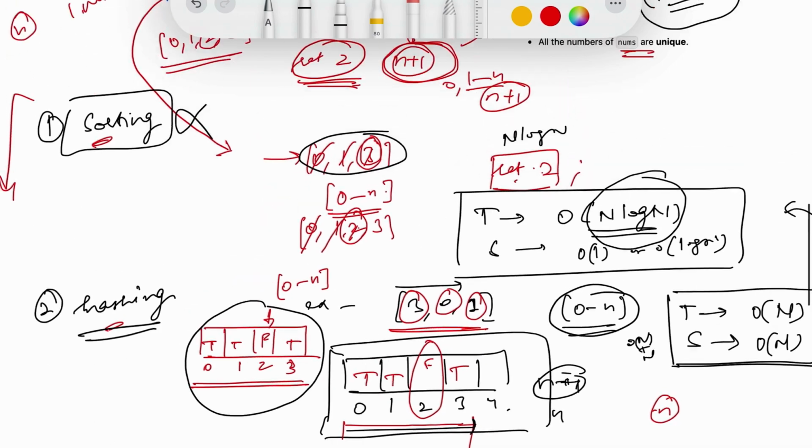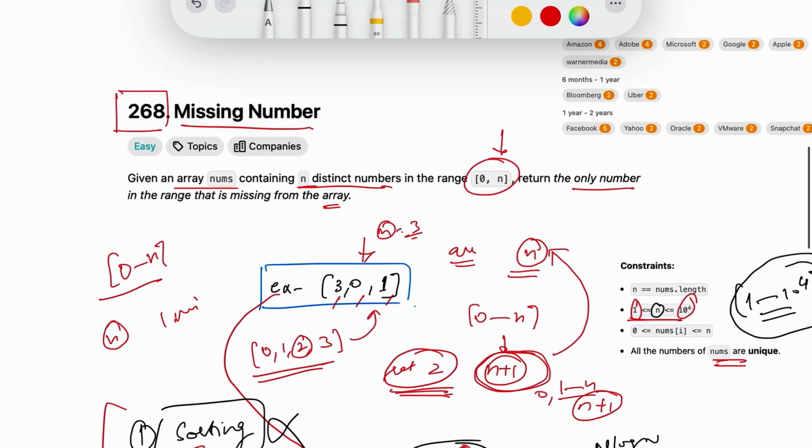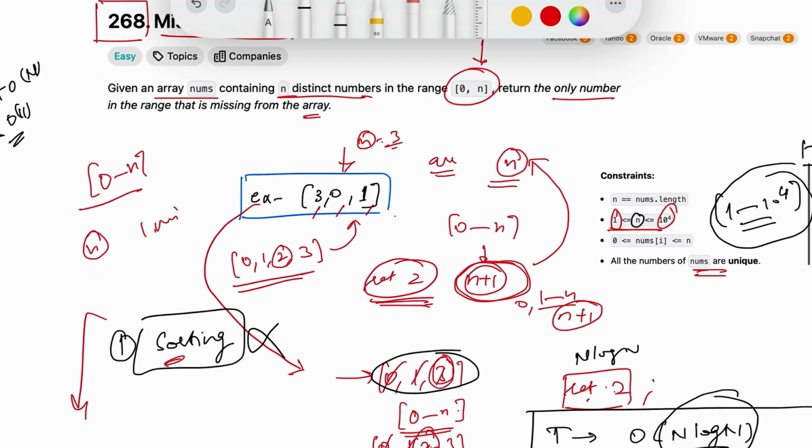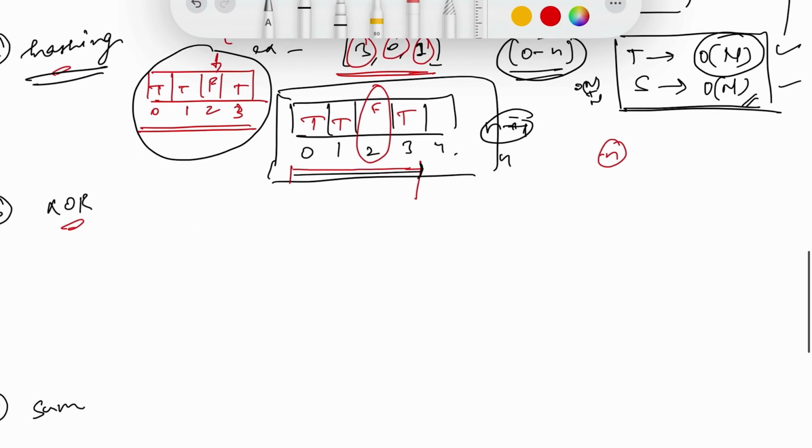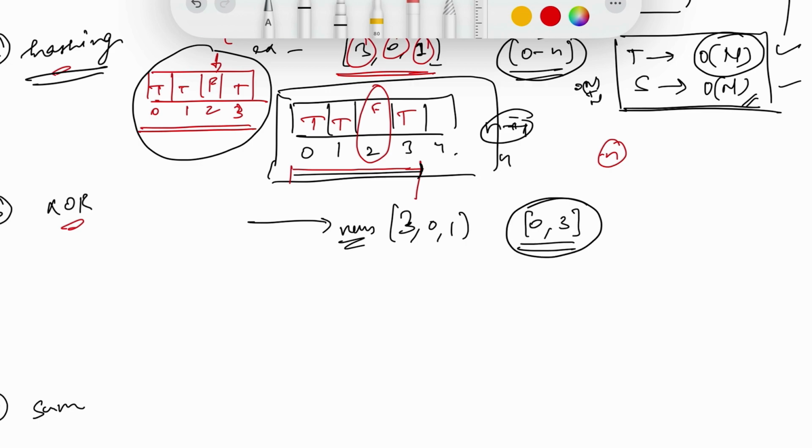But in the problem statement, we are also asked a follow-up question: can you do the solution in order of n time with constant space? So here we are able to do it in order of n time, but we are not using constant space. We are given 3, 0, 1 as our nums, and we have to return the element which is missing from this range 0, 2, 3 both inclusively.